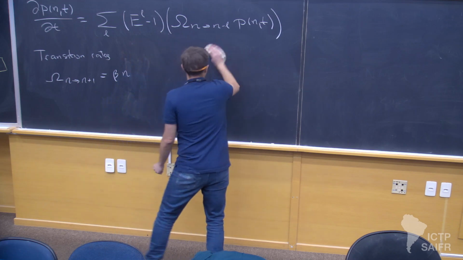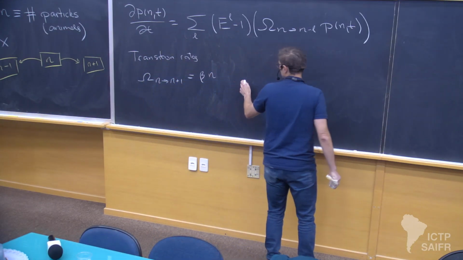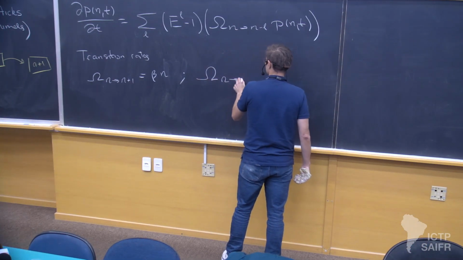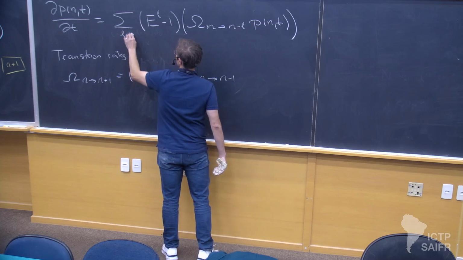Great, so I need now a second volunteer to give me the other rate from n to n minus 1. Let's already put here plus minus 1.